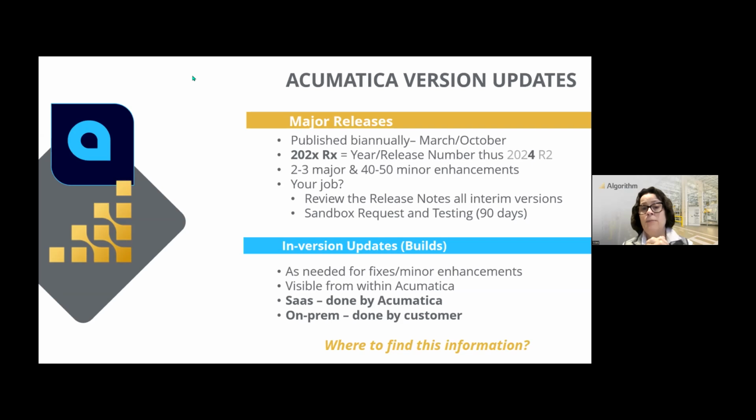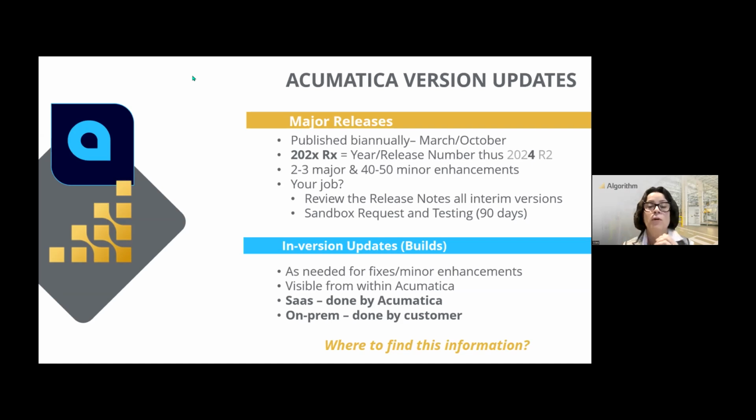The in-version updates are what we call builds, and those are as-needed fixes or minor enhancements to the current major release. So once that release is off and running, those builds that I was talking about can be installed as well. And those are visible from within Acumatica.